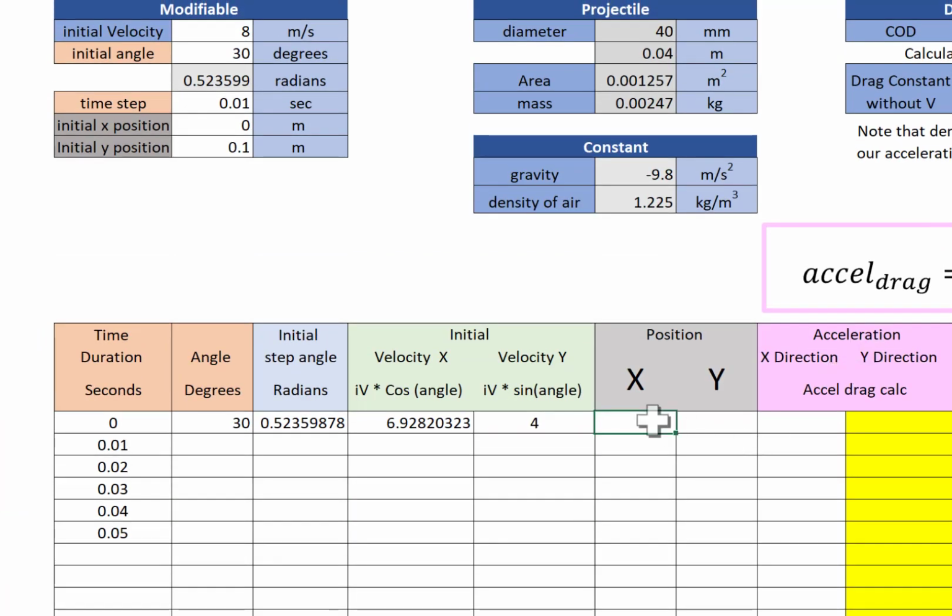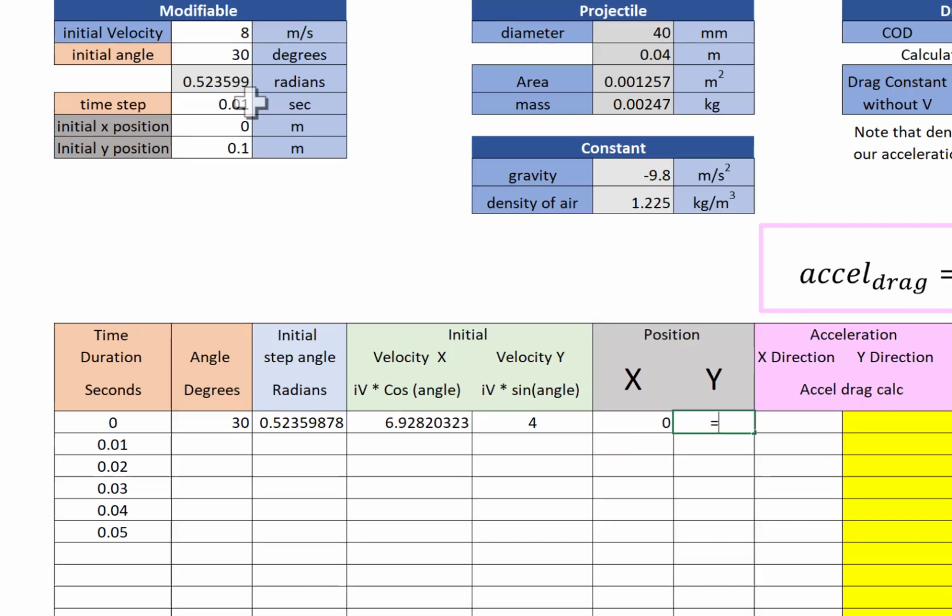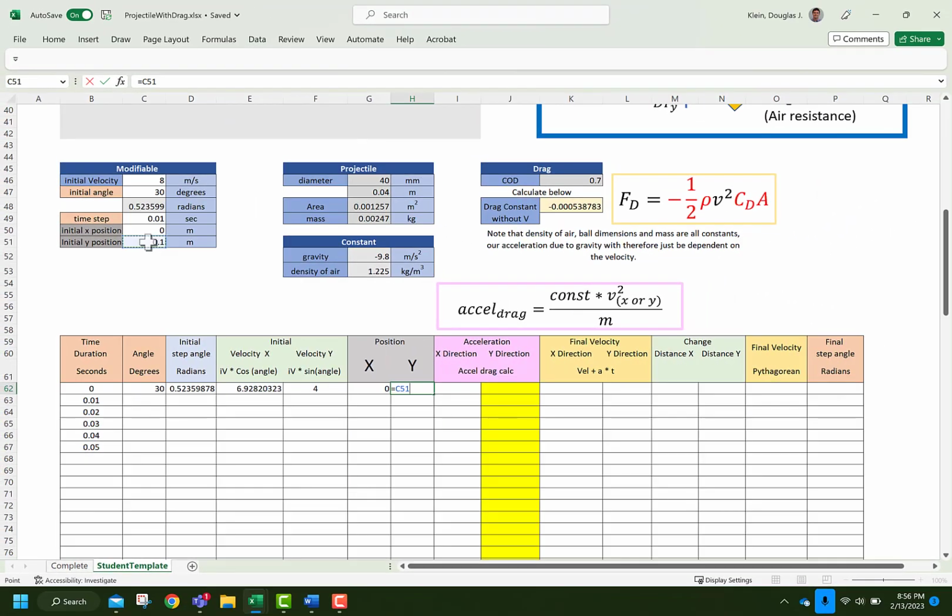I'm then going to bring in my X and Y positions. So my first X position is right here, right? My first Y position equals right here. And so now I'm going to work on the acceleration due to drag in the X direction.